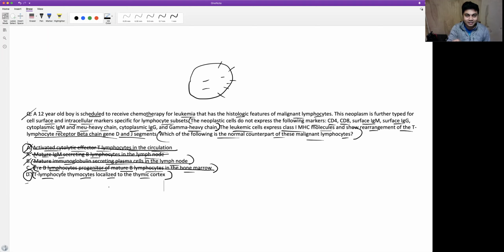It's not educated yet. So this T lymphocyte will not have the necessary surface markers that would delineate it into the different subtypes of T lymphocyte. When it passes through the cortex and the medulla, there are multiple modifications that happen there. I hope all of you know about positive and negative selection, and then eventually it becomes the educated T lymphocyte. All right, so your option in this case would be D, or you can say E, T lymphocyte thymocytes localized to the thymic cortex.